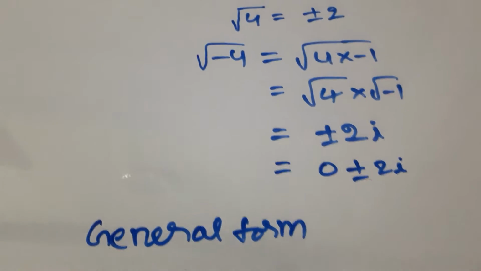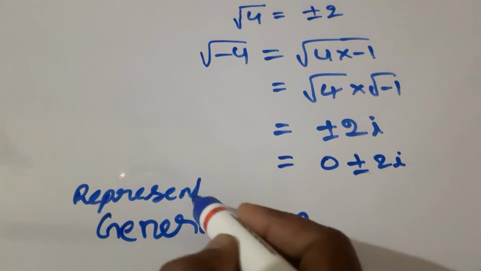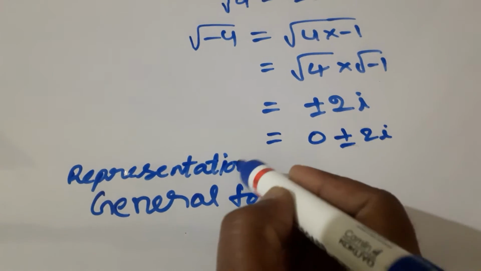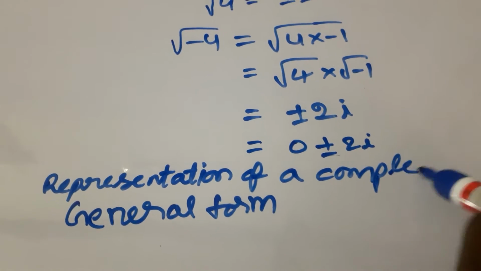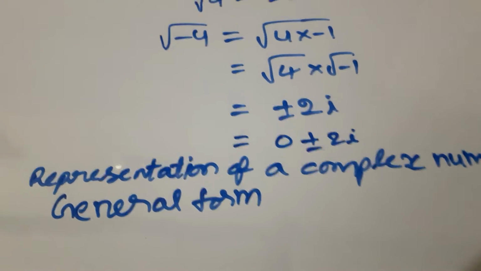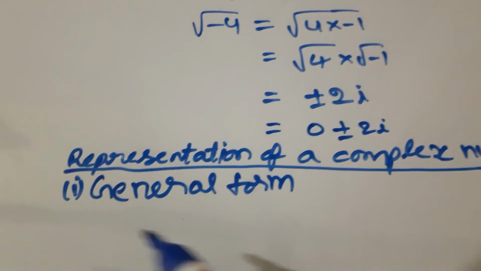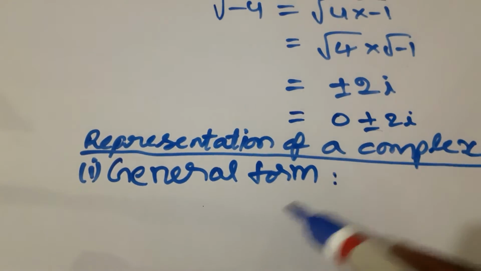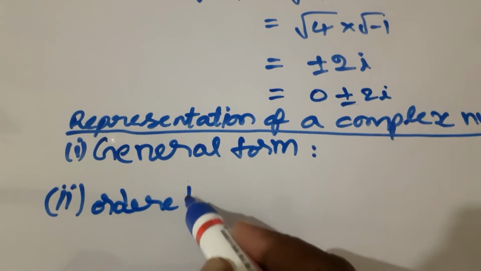So we can represent complex numbers. This is the representation of a complex number. We can represent a complex number in two different forms. First one is general form. Second one is ordered pair form.